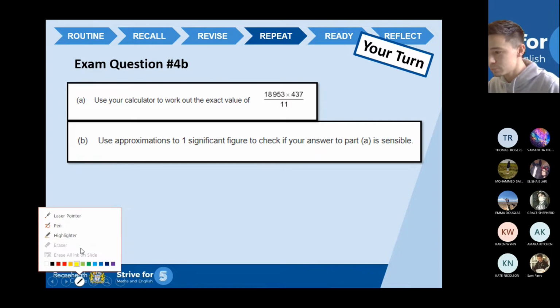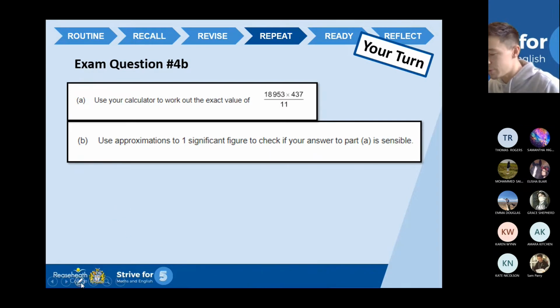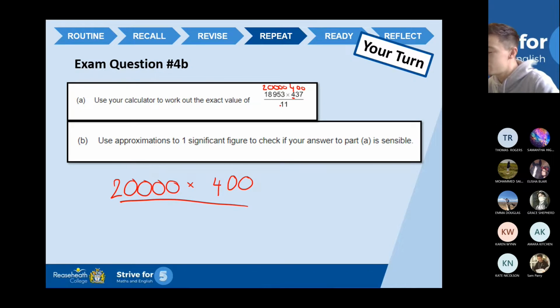18,953. Well, the 1 is going to get rounded up to a 2, and then the rest of the number becomes zeros. That becomes 20,000. 437, well, the 3 will mean the 4 stays the same. So that becomes 4, and then 0, 0, so that's 400. And then 11, the 1's going to keep the same, so it stays to 10. So those numbers have become nicer.